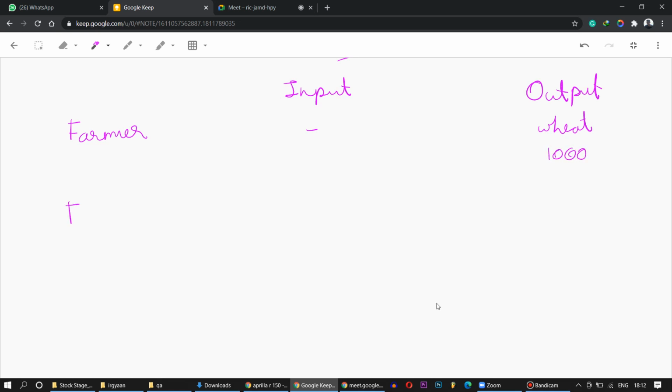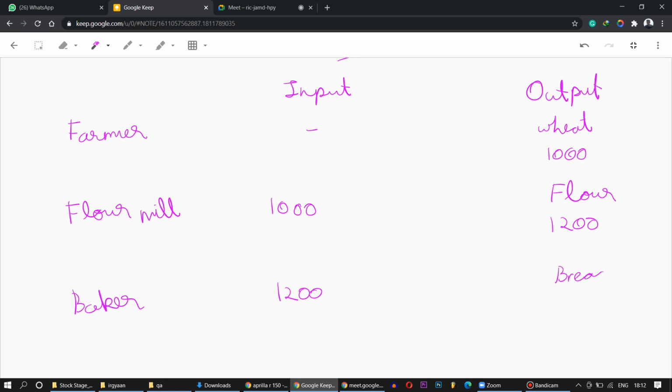Next, the flour mill is there. The mill comes, takes the 1000 rupees input and makes flour out of it, and they sell for 1200. And then the baker comes. Baker's like, great, I'll take 1200 and I'll make bread, and the bread will be 1500. Okay? And here, this includes the initial 1000. This includes the initial 1000 here. This includes the initial 1200 here.